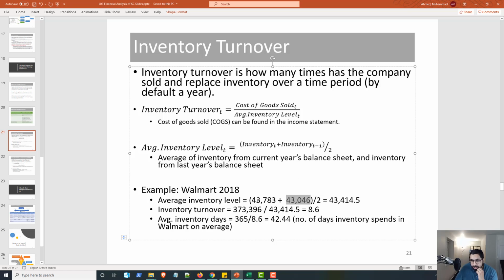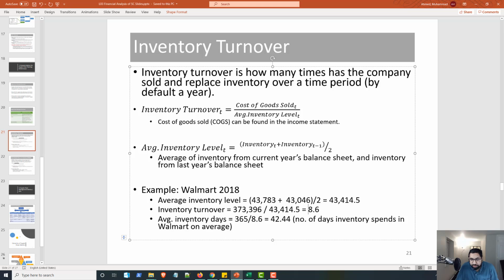It was this much. 2018, it was this much. So the average inventory level during 2018, I take the average of the two, I get this much. Then for inventory turnover, I take cost of goods sold, which is given in the income statements, which you've already seen before, divided by the average inventory level. I get 8.6, which is pretty good. So Walmart is replacing their inventory 8.6 times a year.